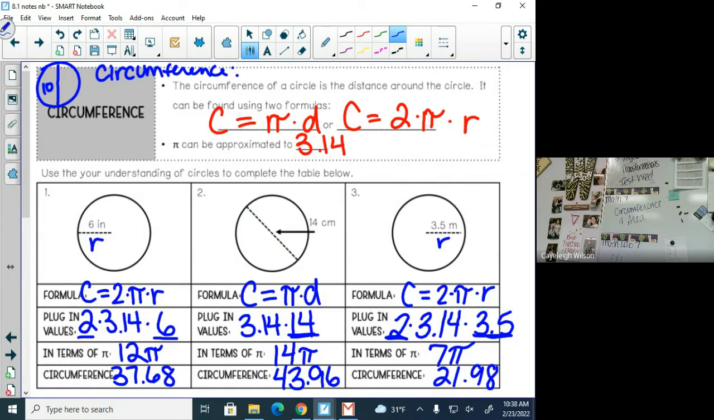All right, Wendy, what'd you get? 31.4. Perfect. All right, guys, was this diameter or radius? Diameter, it's the whole way across the circle, so I'm going to use pi times d. So 3.14 times 10, so the circumference is 31.4. Are there any questions about how to find the circumference?